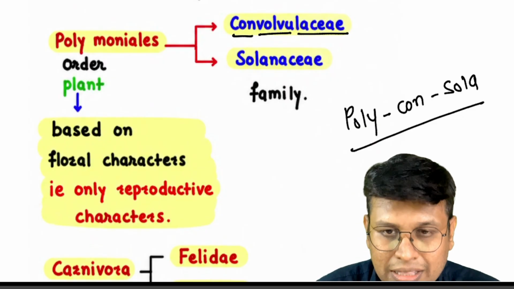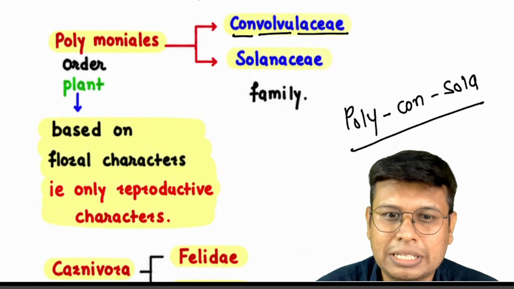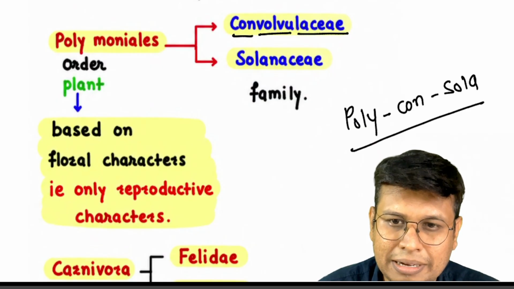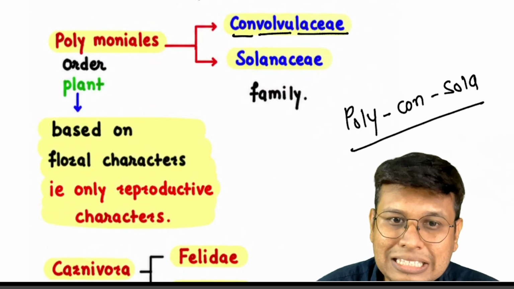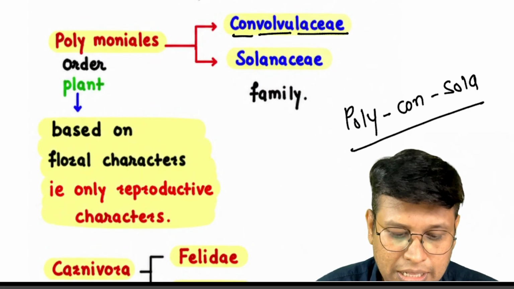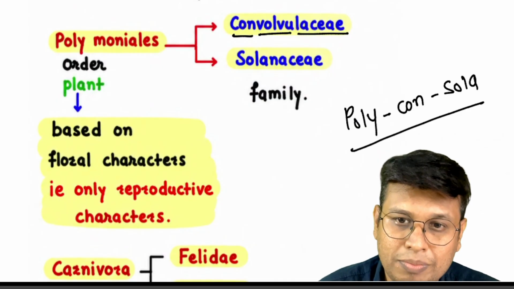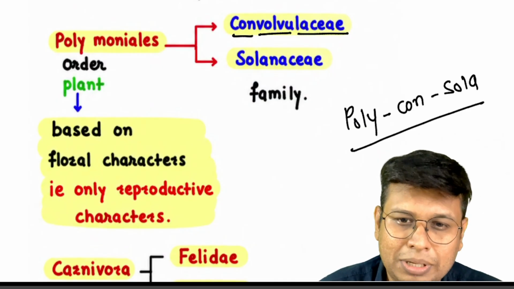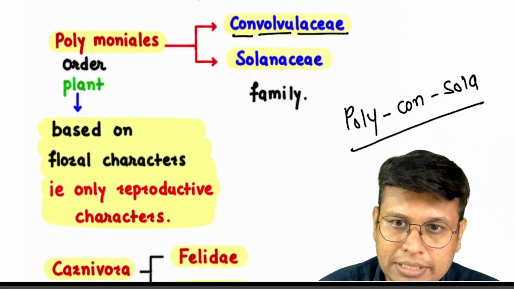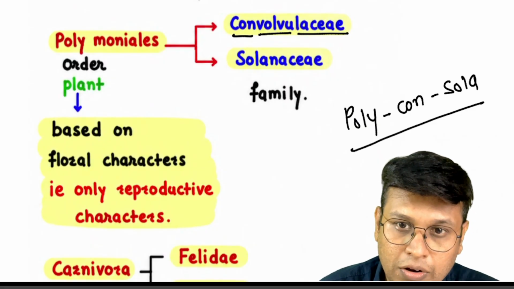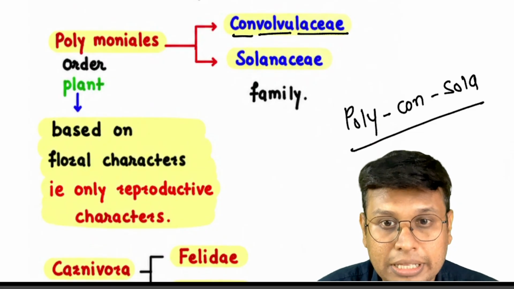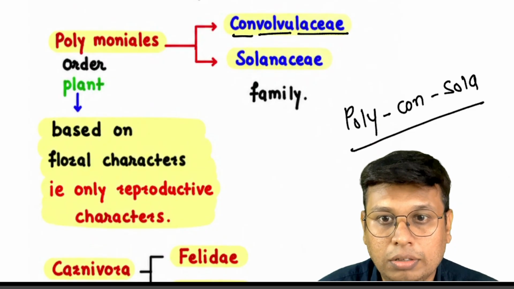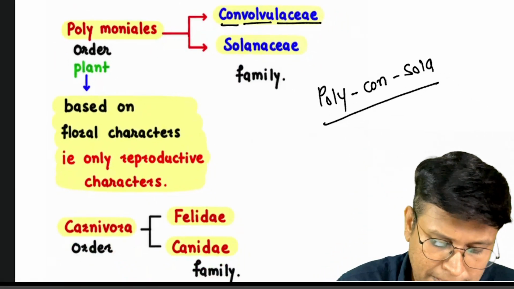Further, we are going to take statements one by one. We are going to scan the entire chapter for important statements that could be used for assertion-reason and statement-based multiple statements. When we do that, we can easily solve each and every type of MCQ, be it multiple choice or statement based. So the Polemoniales order contains which families? Convolvulaceae and Solanaceae. How will you remember that? Polyconsola.